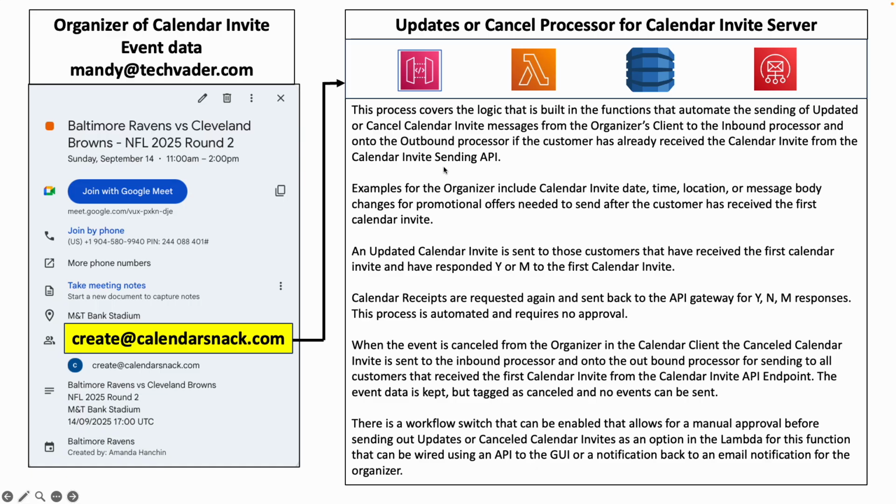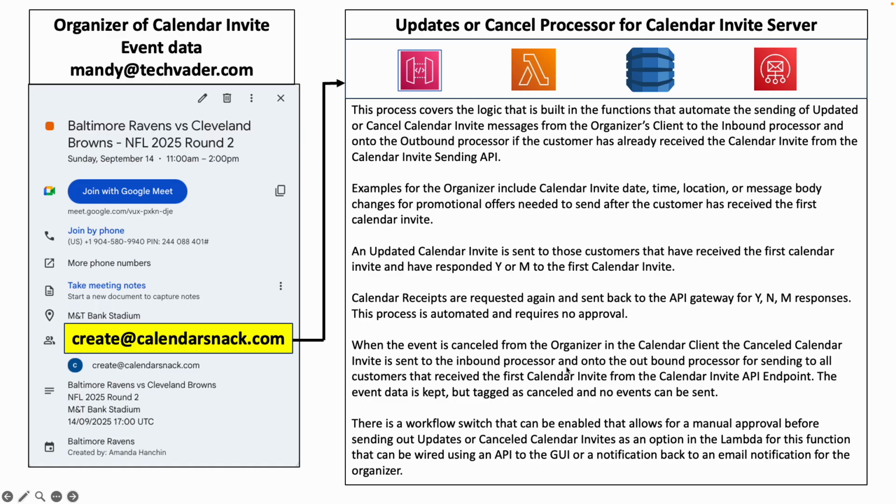calendar invite sending API. So I'll pick it up down here, which is when the event is canceled from the organizer in the calendar client, the canceled calendar invite is sent to the inbound processor. So this means that Mandy is sending her cancel command from her calendar client, and when she hits cancel in her calendar client and she saves it, it's going to go to the inbound processor itself.